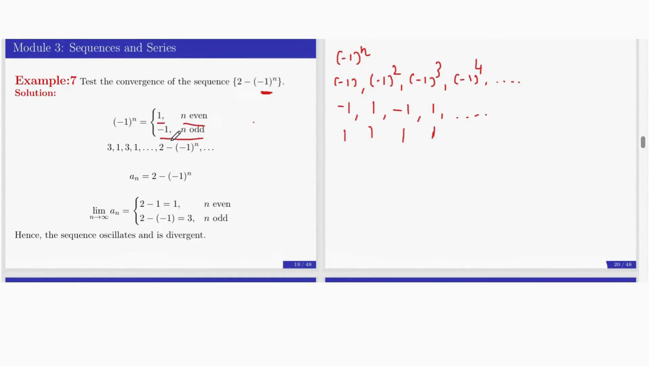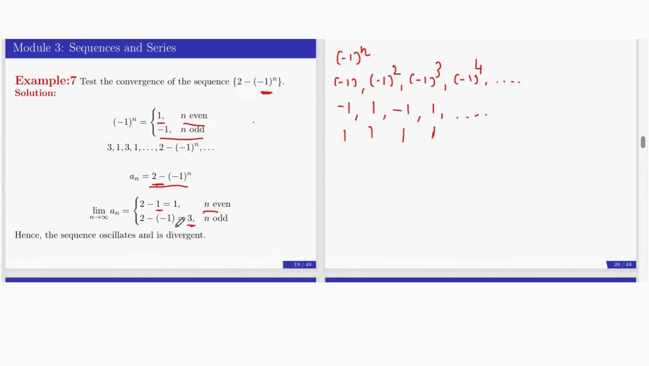Now use this knowledge. What is a_n? Limit n tends to infinity of a_n is equal to, putting in the a_n term, 2 minus, as it is. What is minus 1 raised to n? When n is even, we get the value plus 1. So put 2 minus 1, and we get the answer 1 when n is even. And when n is odd, what do we get? 2 minus as it is, and minus 1 raised to n is minus 1. So 2 minus minus 1 is 2 plus 1, equal to 3.